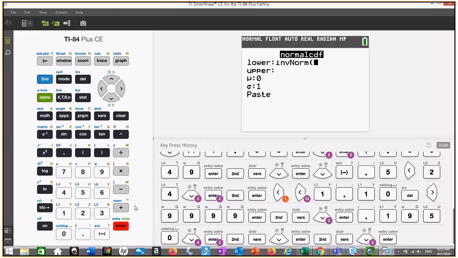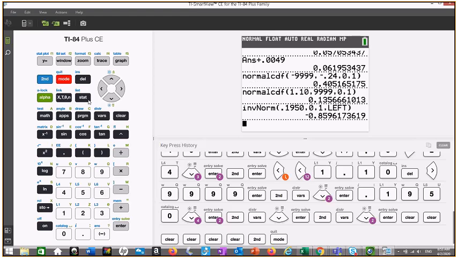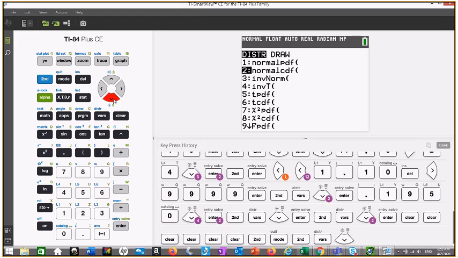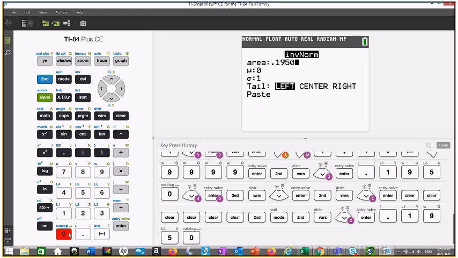did I do that again? Why does it keep sticking? Let me hit second quit. Did this to me the other day. Second vars, inverse norm. There we go. And I want 0.1950 on which side? The right tail side. So I do right.